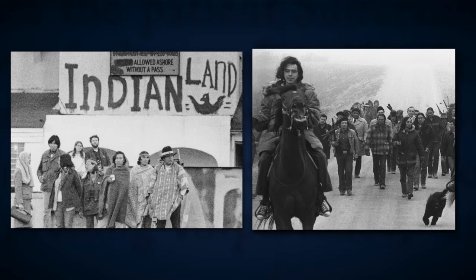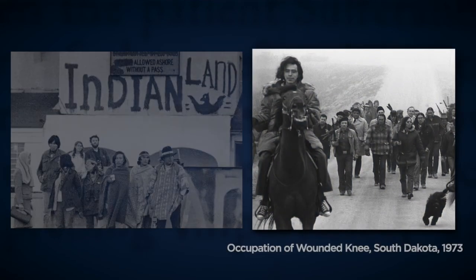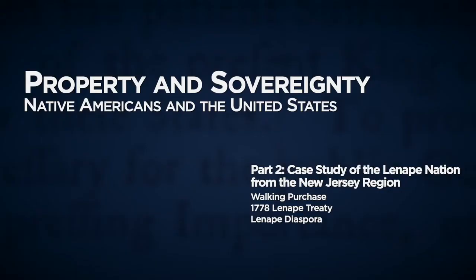These images are from two of the most famous events of the Red Power movement: the occupation of Alcatraz Island in California from 1969 to 1971, and the occupation of the town of Wounded Knee in South Dakota in 1973. These protests, along with the larger changes brought on by the civil rights movement, effectively ended termination policy. While conditions for Native Americans have generally improved over the last 50 years, as we will see later in this lecture, they still fight to protect their land and their sovereignty.